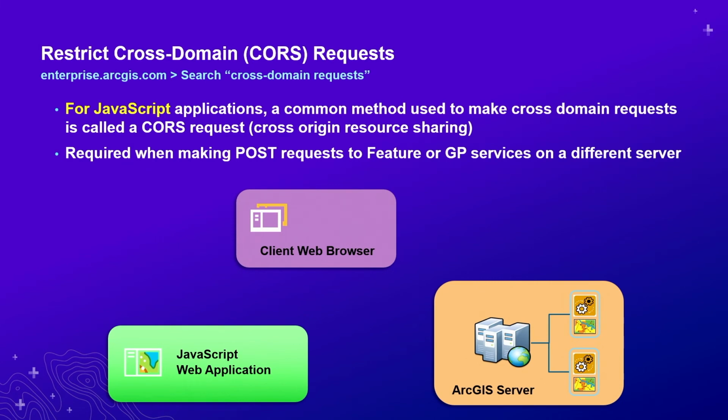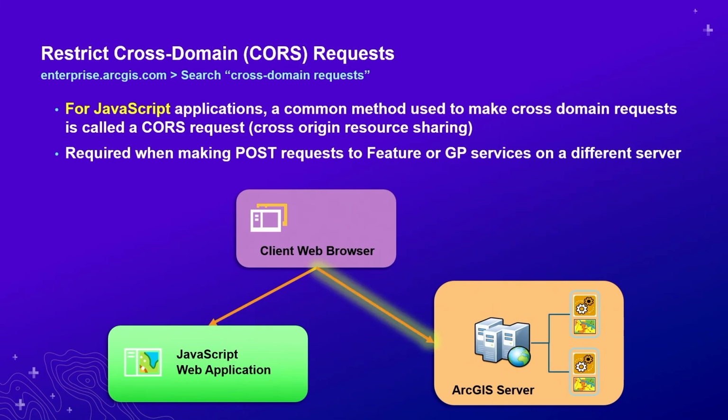So I've got a diagram here to kind of help you understand how it works. The purple box at the top is a client web browser. That browser accesses a JavaScript web application. Within that web application, it references one or more services on ArcGIS Server.